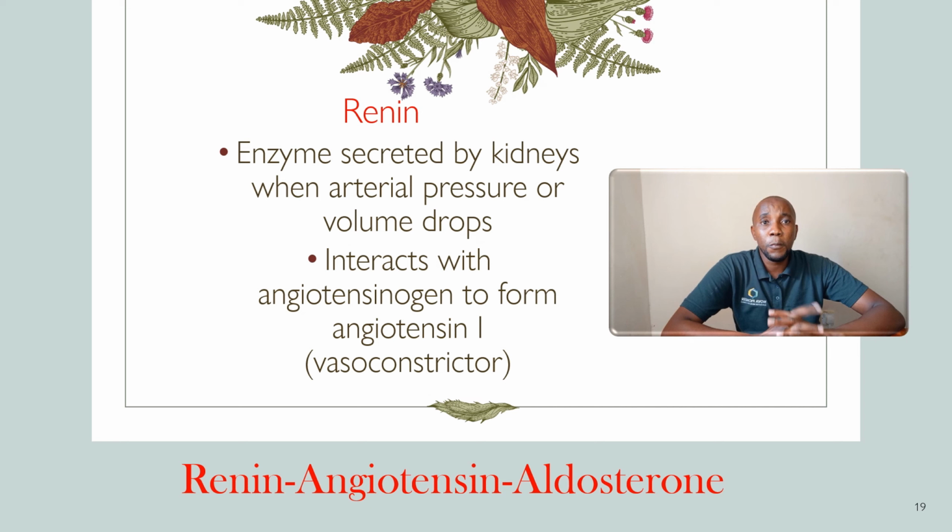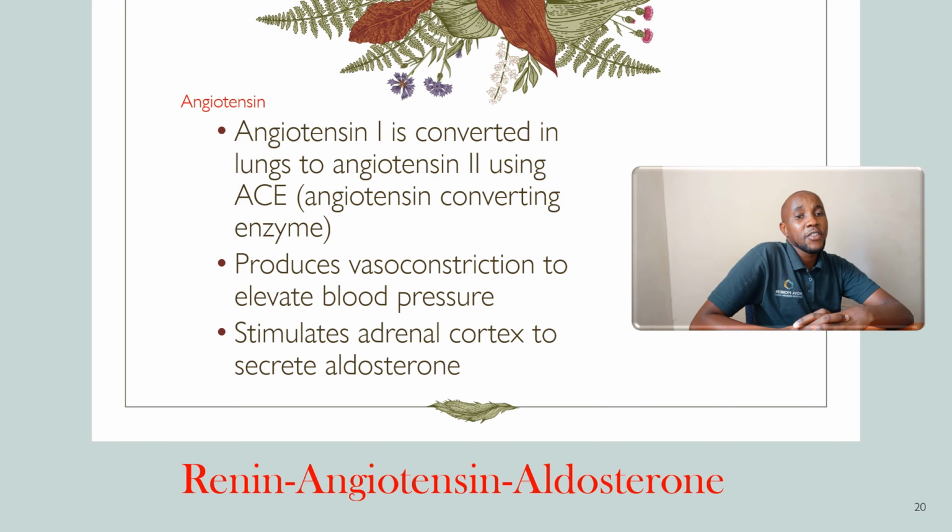Renin, what is renin? Renin is an enzyme which is secreted by the kidneys when there is a drop in arterial pressure or volume. Renin interacts with angiotensinogen to form angiotensin 1, which is a vasoconstrictor. Remember that. Angiotensin 1 is converted in the lungs to angiotensin 2 using the angiotensin converting enzyme. This process will produce vasoconstriction to elevate the blood pressure.